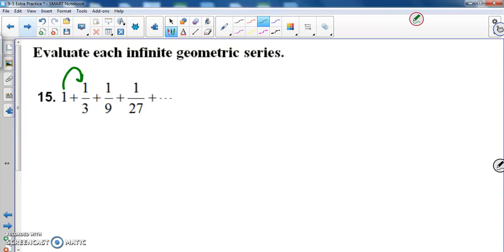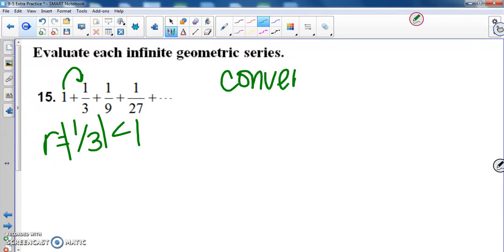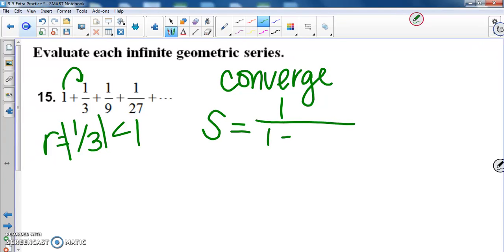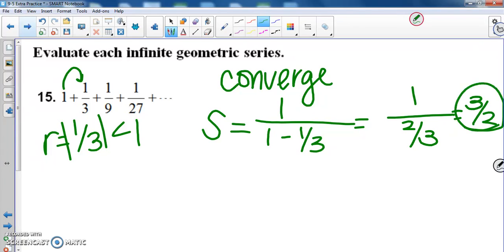Check again. My ratio is 1/3. Is the absolute value of 1/3 less than 1? Yes, therefore we converge. If we converge, we can use the sum formula, which is first term divided by 1 minus r, which is 1 minus 1/3. So 1 divided by 2/3 is equal to 3/2. Therefore, our sum of this infinite geometric series is 3/2.